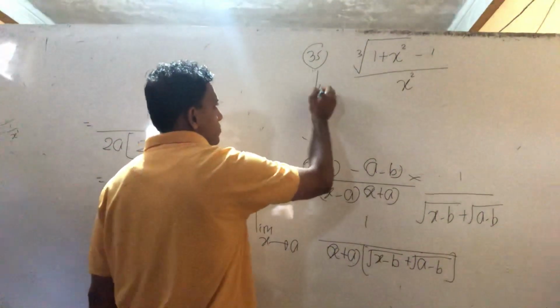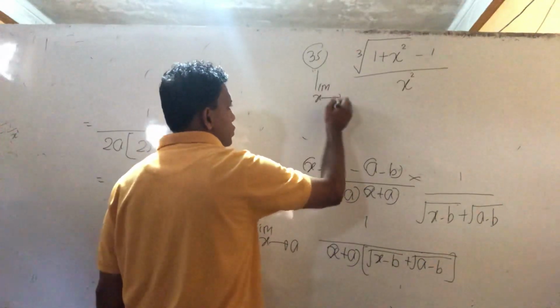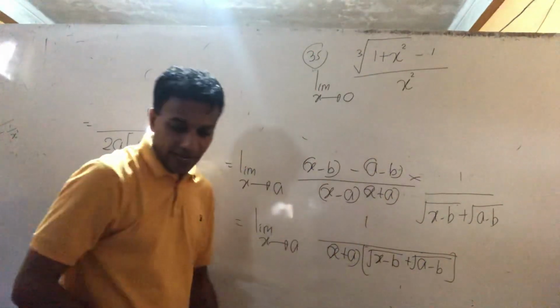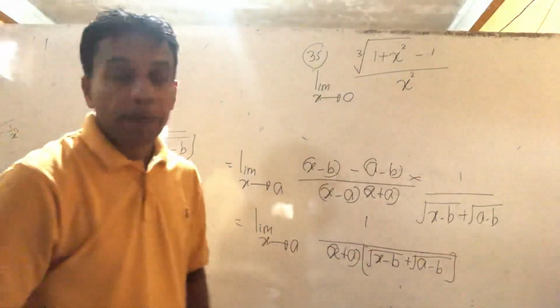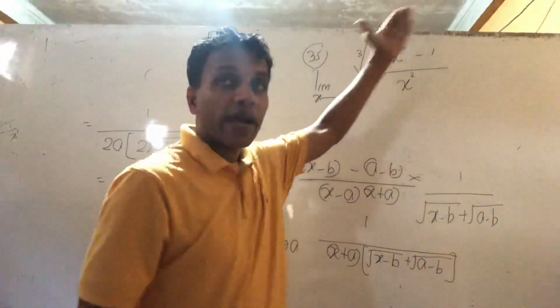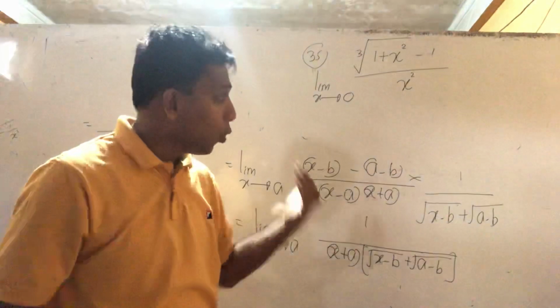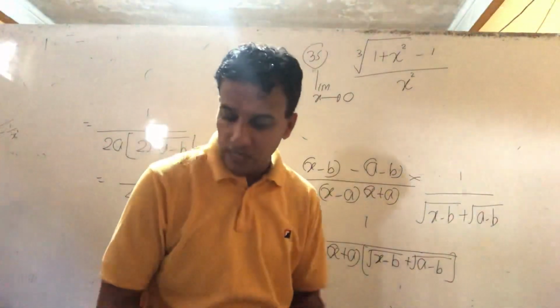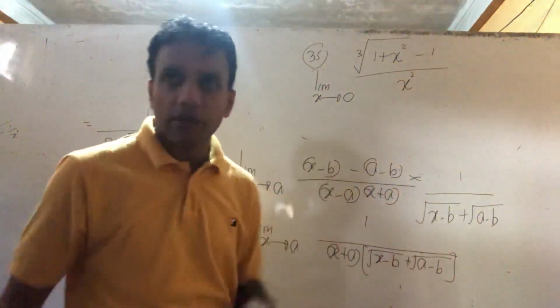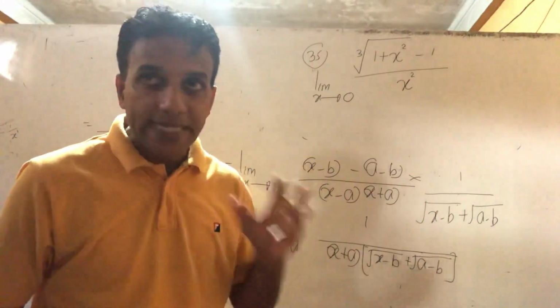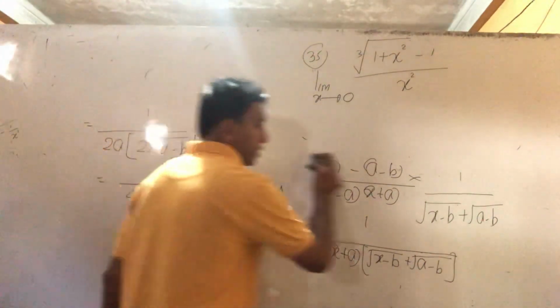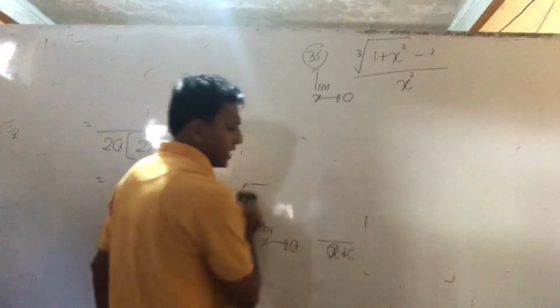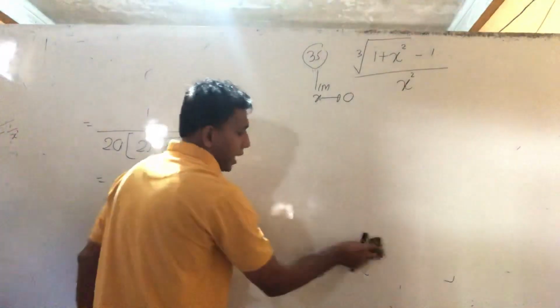Limit x tends to 0. What happens if you put x as 0 here? 1 minus 1, 0 over 0, a meaningless pattern. We have to use some other method to simplify, but the limit exists. So here also we can use an algebraic rule.